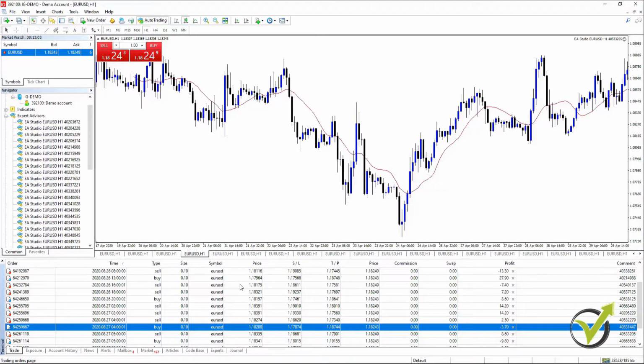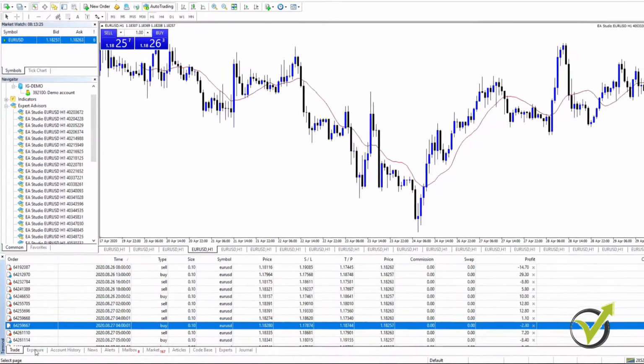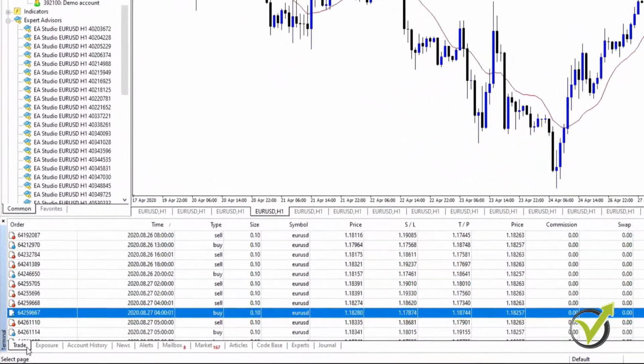Hey guys, welcome back. Our expert advisors have now been running on our charts for a few days, and we're going to very quickly look at the results, and then I'm going to show you how to export it as a report. So as you can see, we are now looking in the trade window of IG.